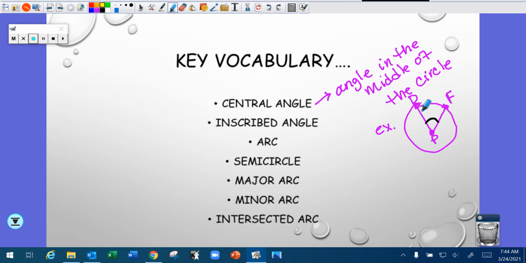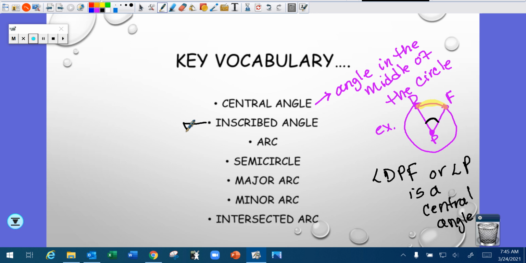And this arc out here is called the intersecting arc. Angle P, wait, it should be in the middle. Remember, the vertex is always in the middle. So angle DPF, or you can just say angle P, is a central angle.